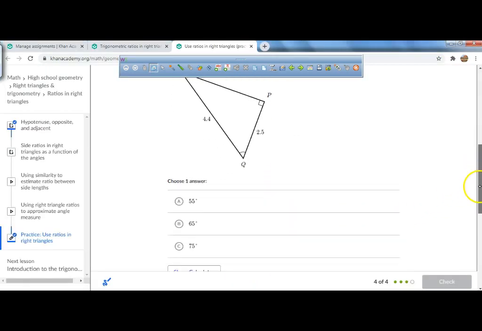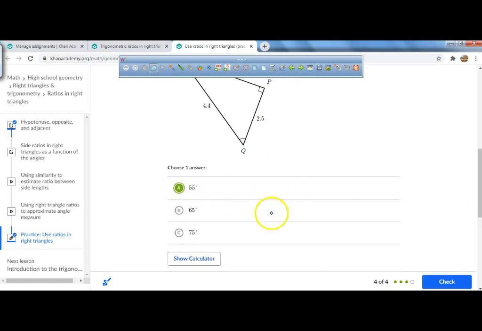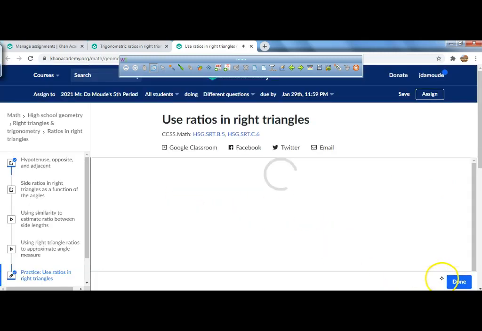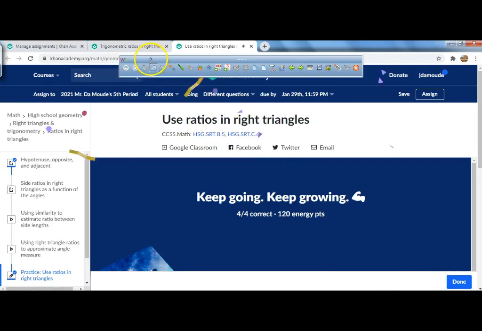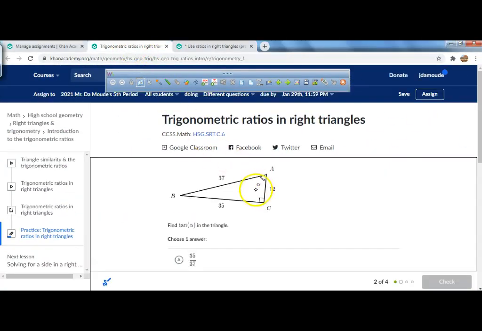55.4. Oh, 55. We'll just choose 55. All right, so there we go. That's using ratios and right triangles, but I really just kind of solved them straight out. So right now, let's go ahead and look at these. They are going to be super, super easy, okay?